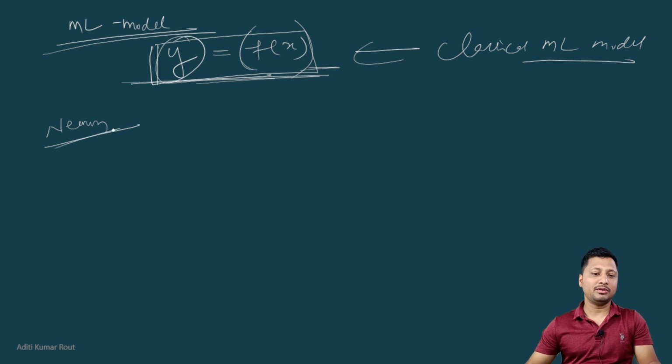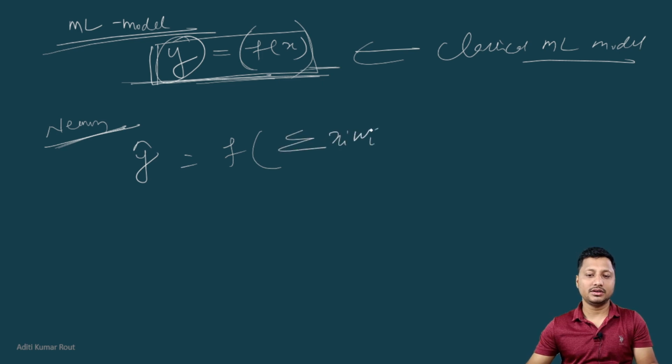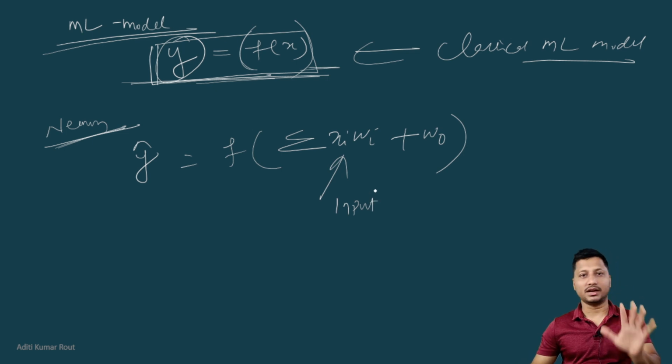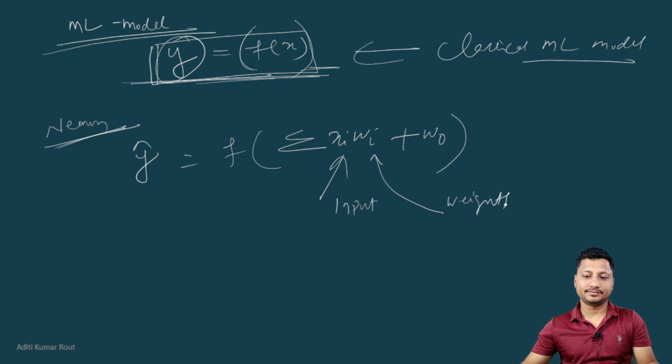If I am talking about a neuron, a single neuron is basically output y hat equal to a function of the weighted sum, summation of xi wi, or maybe I can say w0 I will add here, because here x are inputs which are constant, which cannot be changed. Wi are the weights or parameters. These are the parameters or weights.